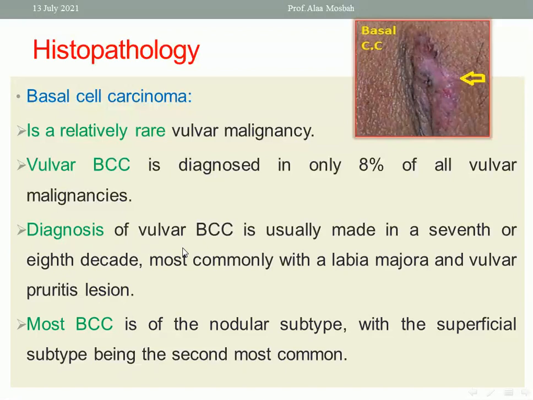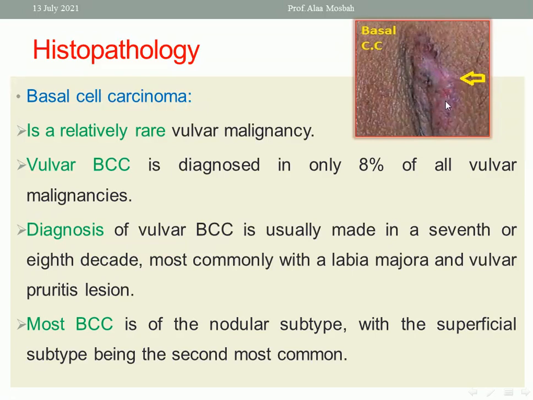What about basal cell carcinoma, another histological type of vulval cancer, which is relatively rare, diagnosed in only 8% of vulval malignancy? Diagnosis is usually made in the 7th or 8th decade, most commonly on the labia majora with a pruritic lesion. Most basal cell carcinoma is of nodular subtype, with the superficial subtype being the second most common. As you see in the picture, this is a basal cell carcinoma.